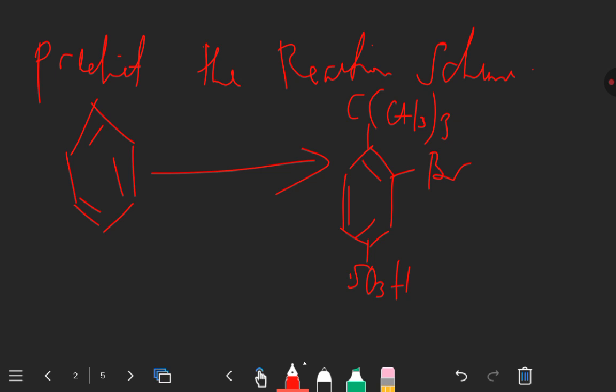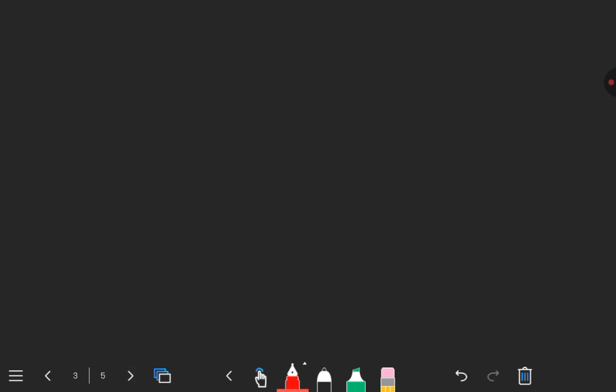So I'll try to use a different board. Okay, so we have our benzene ring like this. So we are trying to form a product which is of this nature.